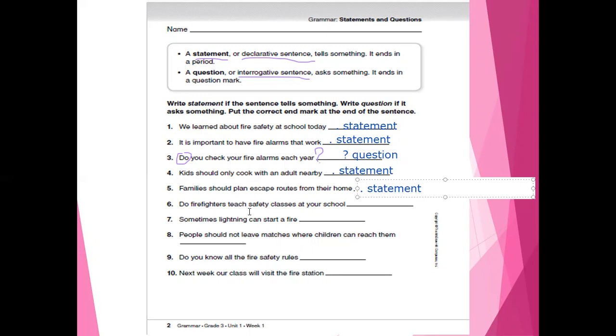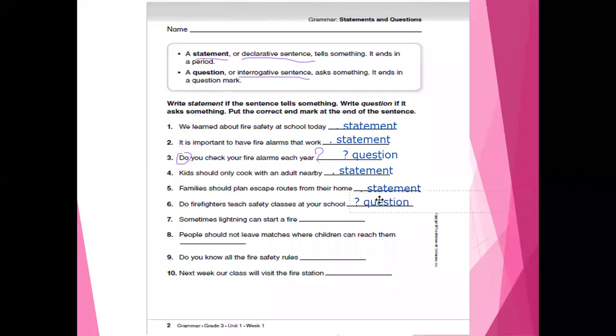Do firefighters teach safety classes at your school? Do firefighters teach safety classes at your school? Do they do that? So this is a question. We can say yes, they do, or no, they don't. So it can be answered, and it begins with a question word.